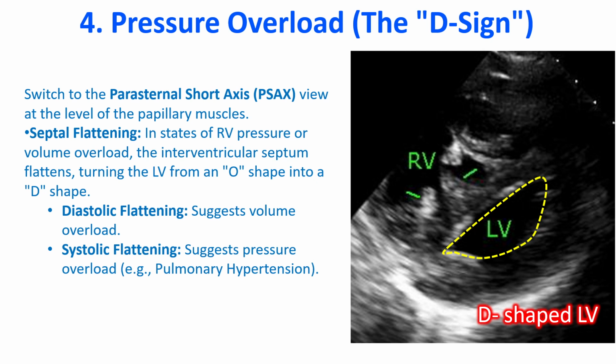Septal flattening. In states of RV pressure or volume overload, the interventricular septum flattens, turning the left ventricle from an O shape into a D shape. Diastolic flattening suggests volume overload. Systolic flattening suggests pressure overload, as in pulmonary hypertension.